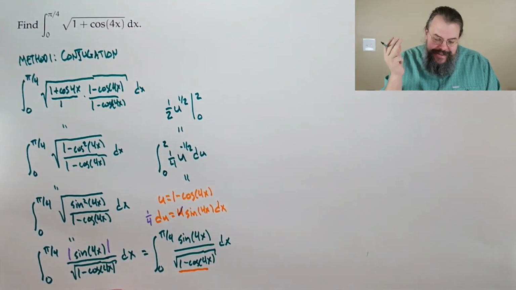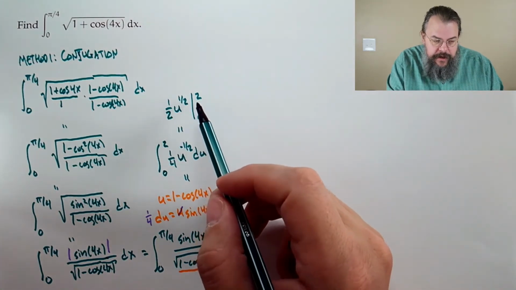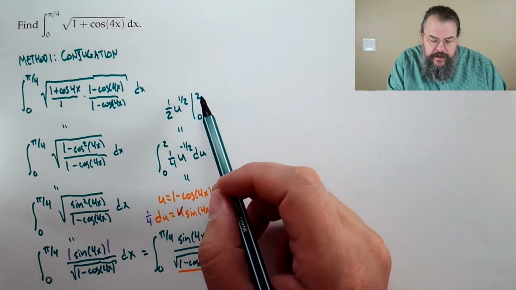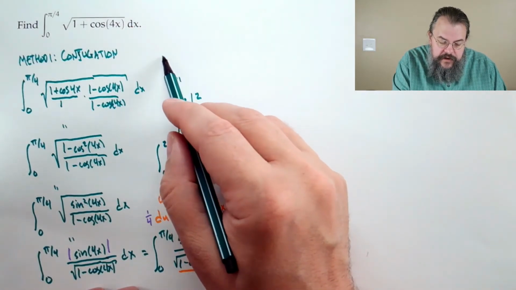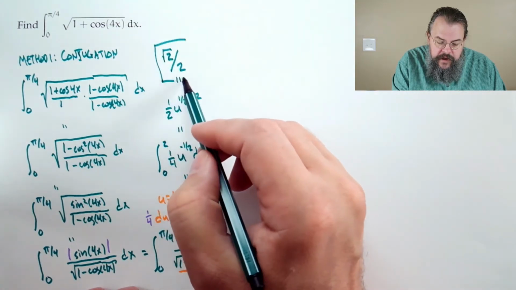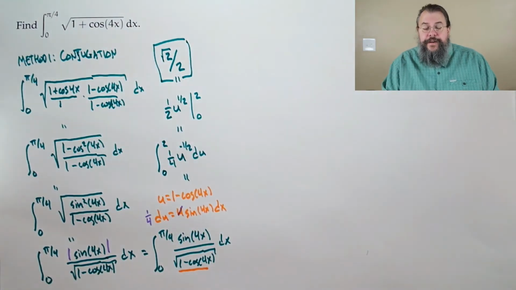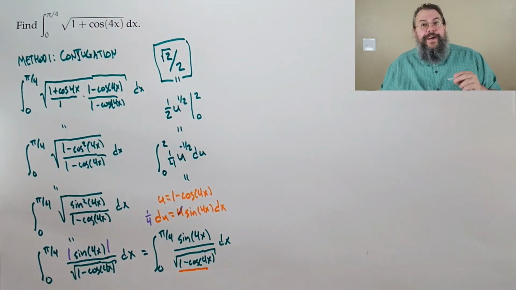Beautiful. And if you plug in 2, we get what? Well, we get square root of 2 over 2. And therefore, that's our answer, square root of 2 over 2.